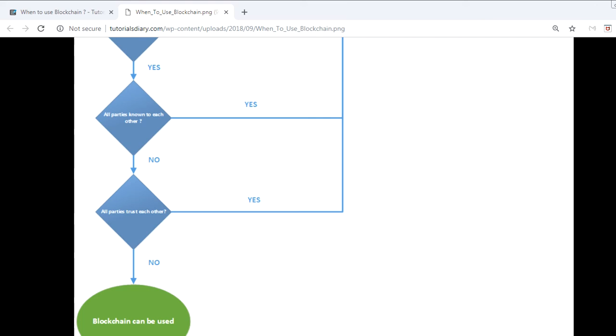So this is just at a high level, to explain to you when you can use a blockchain, in which business scenario you can use a blockchain, and how you can check when the blockchain can be used. So I'm hopeful that this will help you a bit to understand when to use a blockchain in real time when you have some requirement.